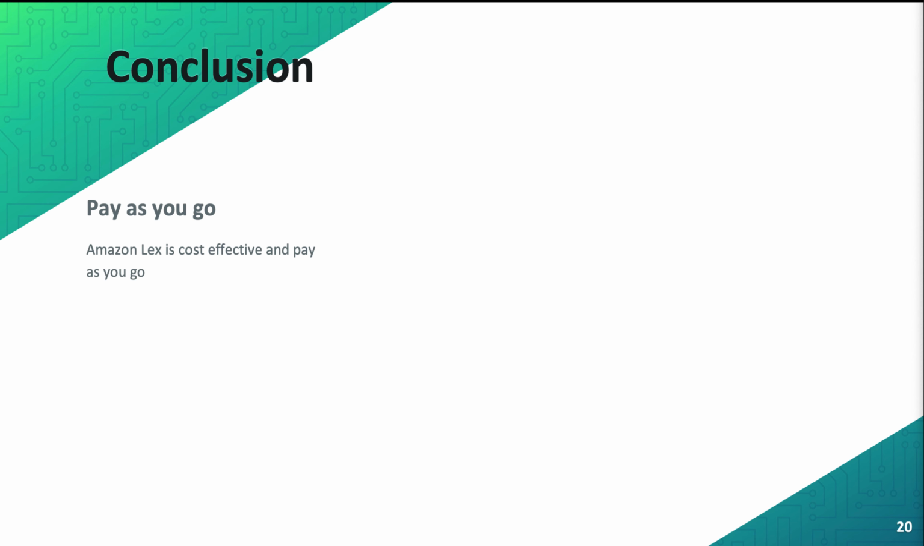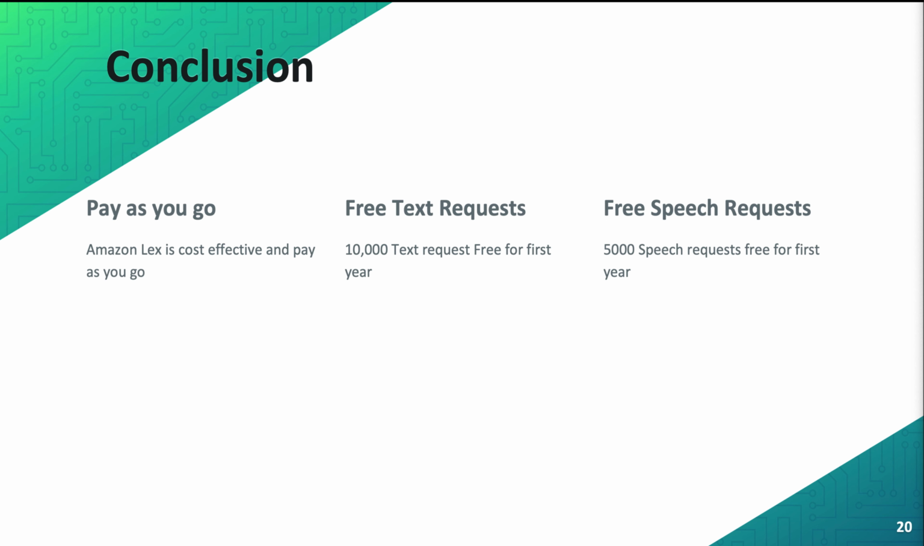So now here is the conclusion of all of this. Amazon Lex is cost effective. You pay for what you use. It has free text requests, so there are 10,000 text requests free for the first year. Free speech requests, so there are 5,000 speech requests free for the first year.